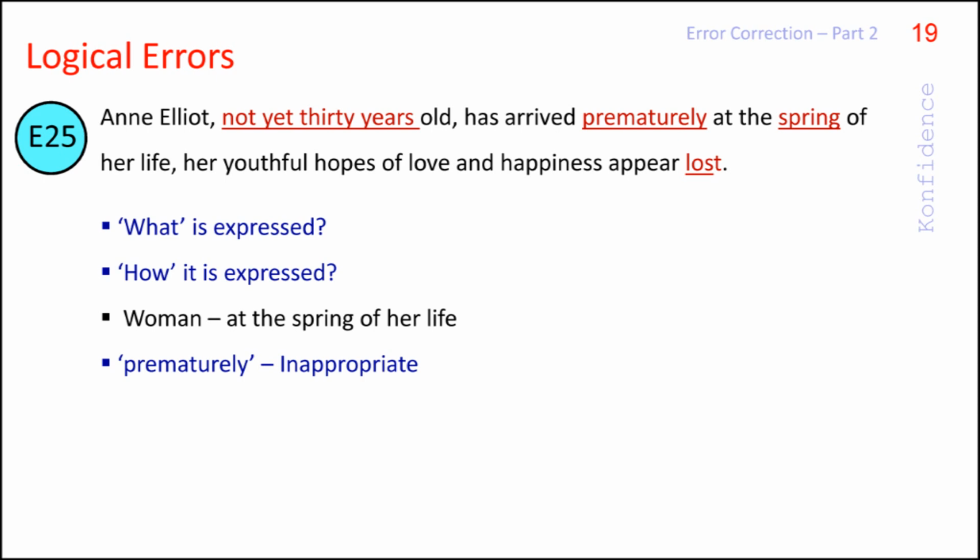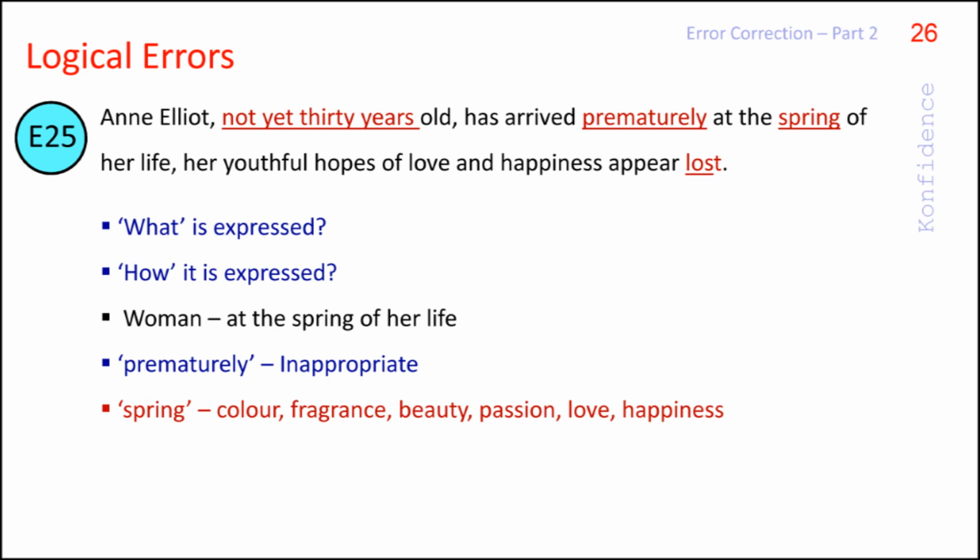According to the sentence, the woman lost all her youthful hopes of love and happiness at a tender age. The word spring expresses color, fragrance, beauty, passion, love, and happiness. If so, how can the woman be at the spring of her life? Indeed, the word spring is illogical in this context. So replace spring with the word autumn because the woman mentioned in the sentence reached the fag end of her life, leading a colorless, hopeless, miserable life.